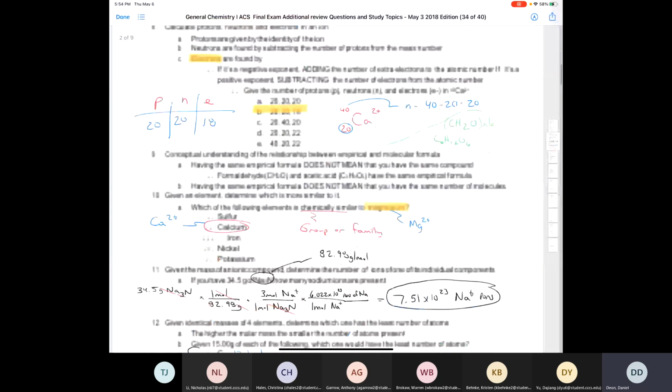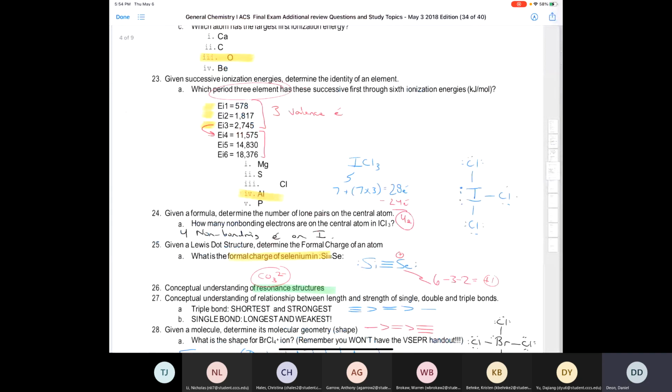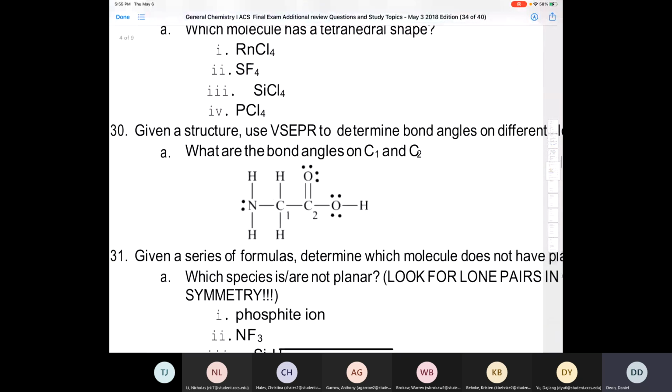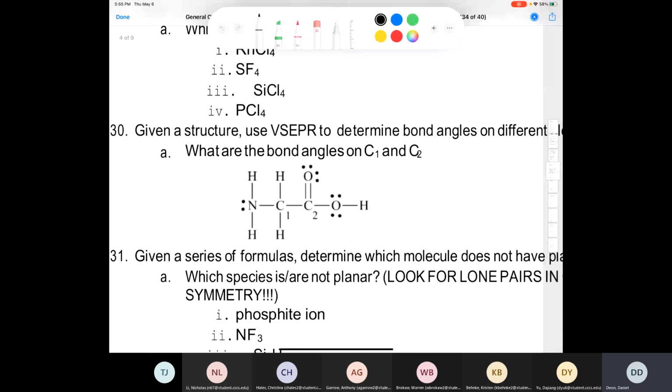Because otherwise you'd have a radical, and there's no way I would ask that. Not on that. That's way too complicated. Yeah, that's a typo. That should say PCl4 plus. Okay, it should be a cation, because then it gives you a seesaw, or the distorted tetrahedron. It looks like this.